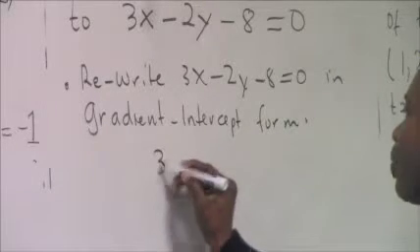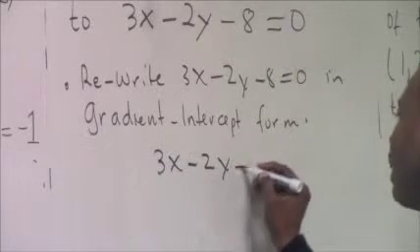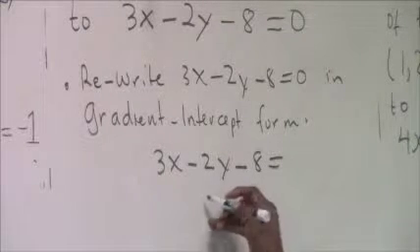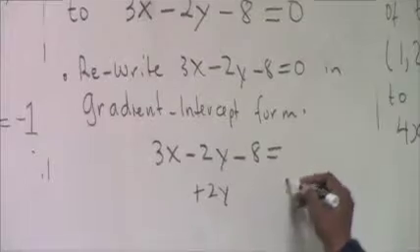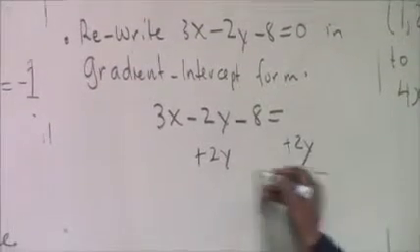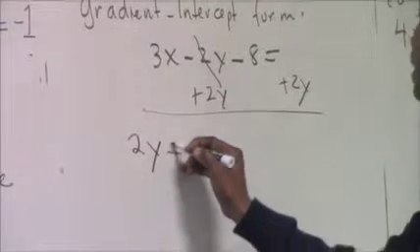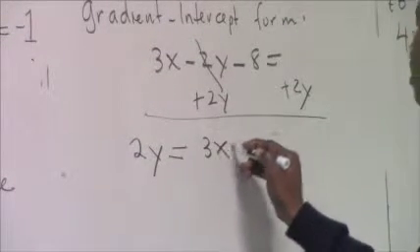So let's do that. 3x minus 2y minus 8. So we need to get the y by itself. Now I'm going to do an interesting way here. I will do plus 2y on both sides. That will cancel. So what I have here is basically 2y is equal to 3x minus 8.